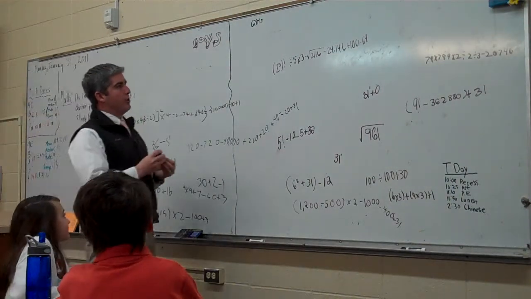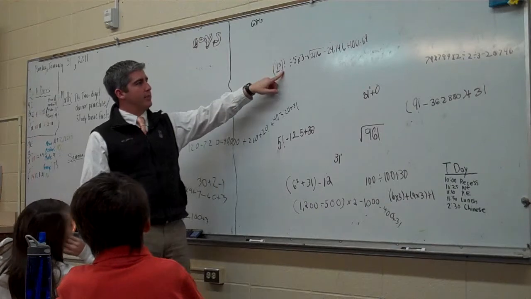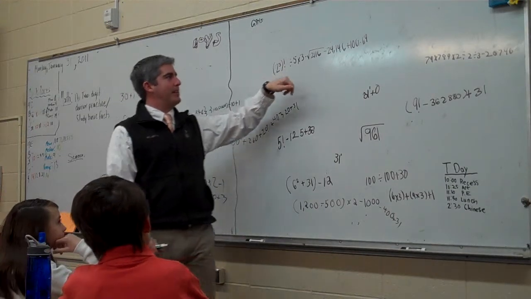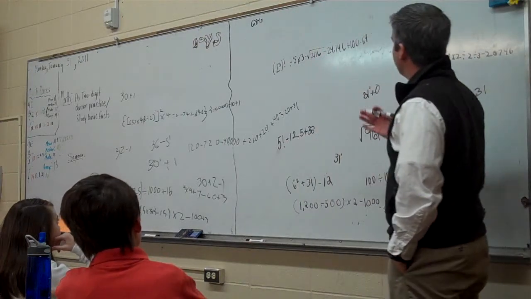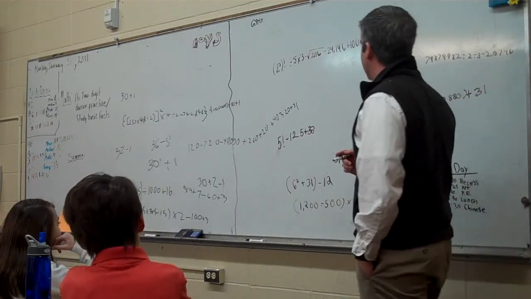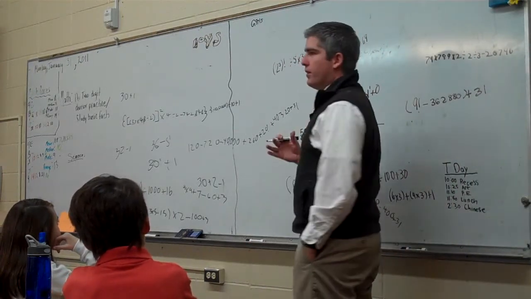So we have 2 cubed, which is 2 to the third, factorial divided by 5 times 3 minus the square root of 2,116 minus 24,146 plus 100 minus 69. Alright, so what do we need to do first? Anybody?